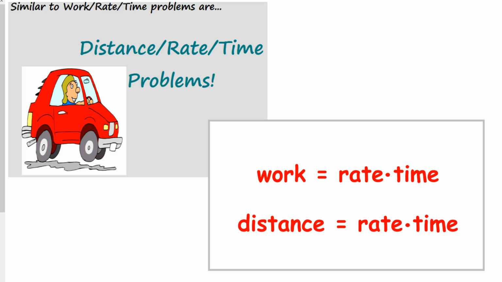Okay, here we have part 2 of our lesson, and we're moving on to our distance, rate, and time problems. There's a similarity between distance, rate, and time and work, rate, and time. I suspect you have heard of this relationship before, distance equals rate times time, or D equals RT. We often just abbreviate it like that. Notice that work equals rate times time and distance equals rate times time. So they're both the same idea.